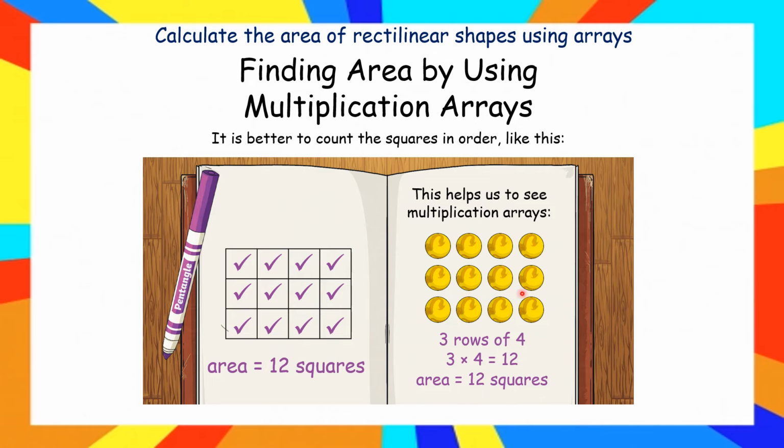So remember, our multiplication array shows us the multiplication sentence. Using this, when we count in order, we are able to see our multiplication array. An array is a picture representation of something for proper understanding.